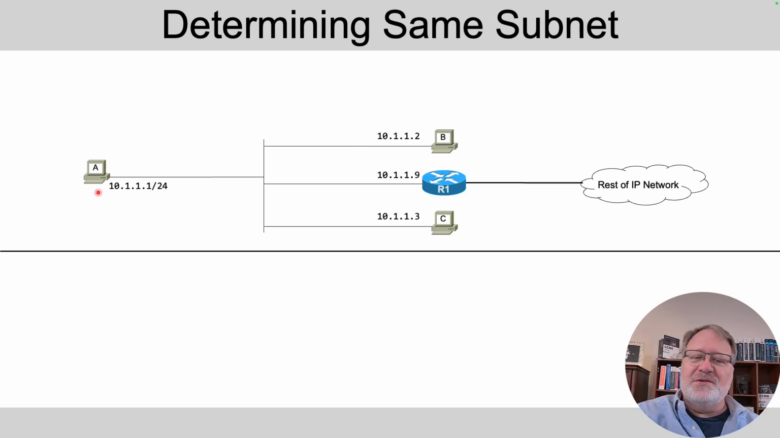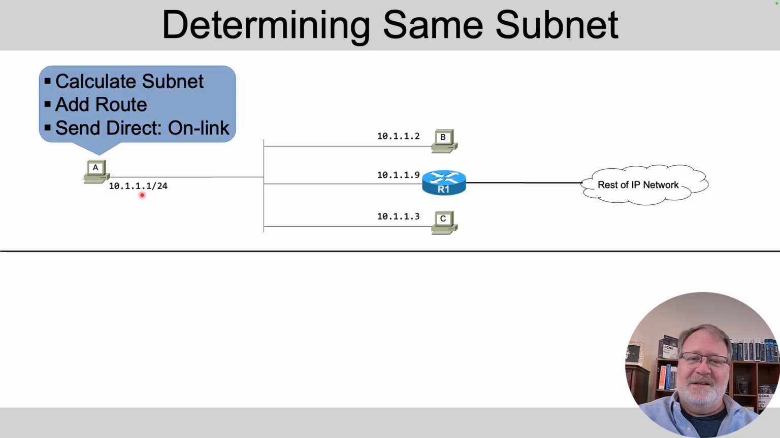So we'll focus on host A's logic, and host A will be configured with an IP address and mask. Then host A does a little bit of math to figure out the subnet ID. It calculates that subnet ID. It adds a route to its routing table for that subnet ID and notes that the next hop is not really another router. It just says on link, meaning, hey, this is the subnet that exists on this link.